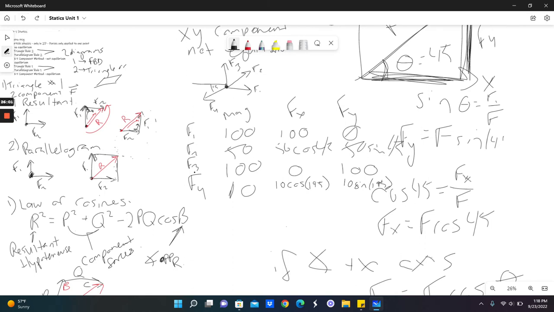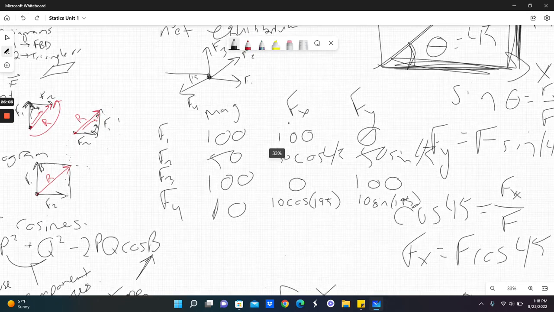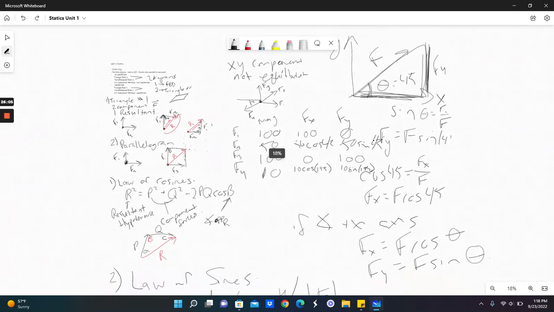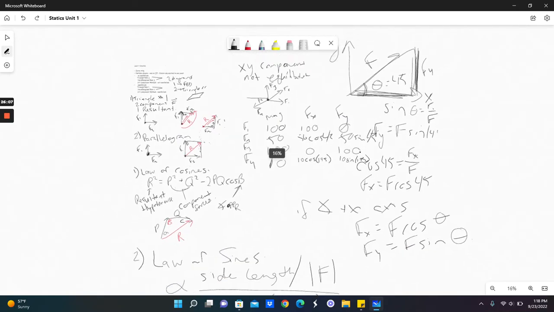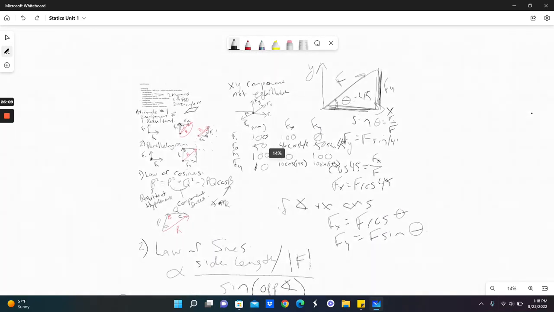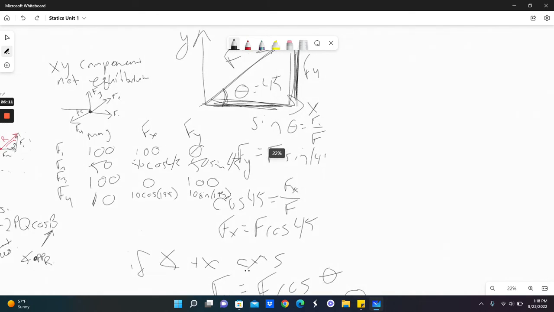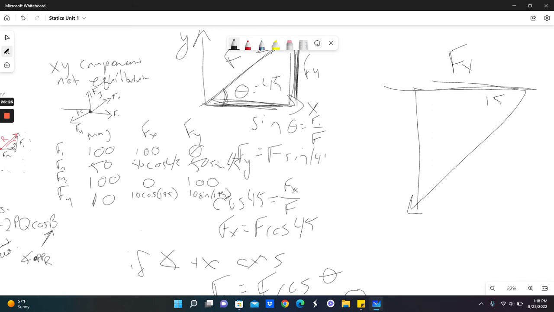Okay, so if you're somebody who prefers to work with triangles and figure the trig out, let's take a look at what that triangle would look like. So this is 15 degrees, not to scale, obviously. So this here is going to be our Fx axis. This is going to be our Fy axis, and this is going to be our F axis.